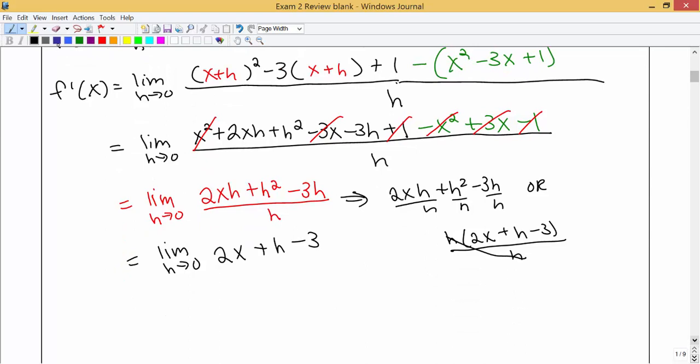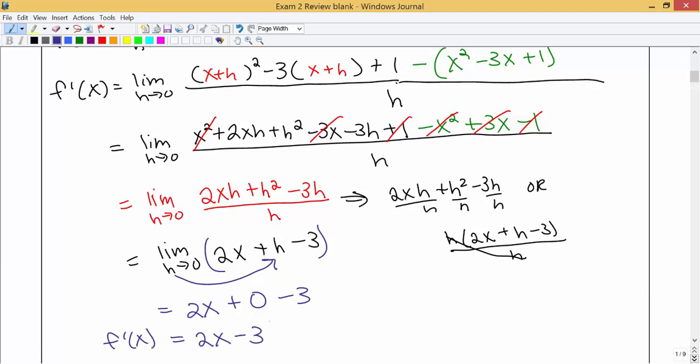And remember that we're looking for the limit as h approaches 0 of those three terms. So we're going to plug in our h value of 0 into those terms. So we get 2x plus 0 minus 3. So the derivative would be 2x minus 3.